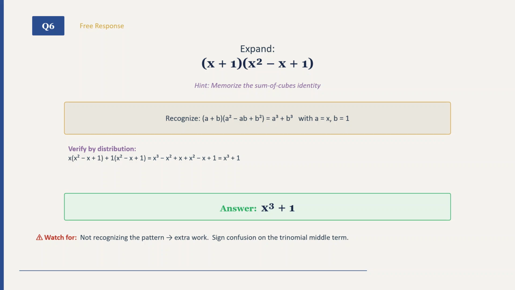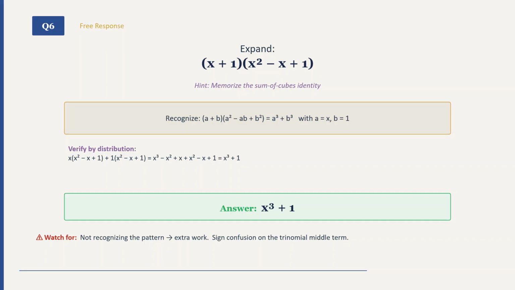Distribute x across the trinomial. x cubed minus x squared plus x. Then distribute 1. x squared minus x plus 1. Combine. The x squared terms cancel, the x terms cancel, leaving x cubed plus 1.